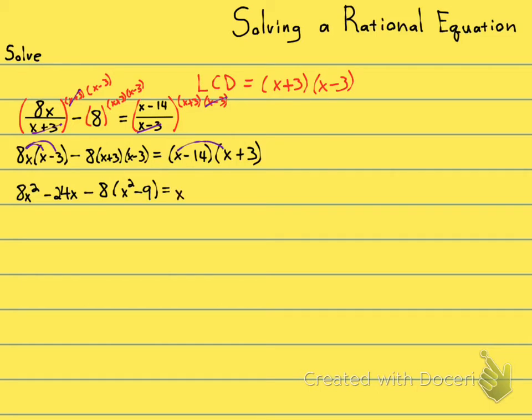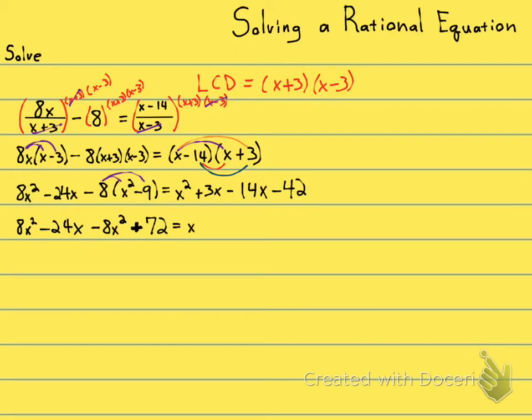First two, x squared, outer two, plus 3x, inner two, minus 14x, and then the last two, negative 14 times 3, that's negative 42. Okay, one more step to distribute, and then I'll combine all my like terms. I need to distribute this. So 8x squared minus 24x. So let's see, this is going to be minus 8x squared. And then we have a negative 8 times a negative 9. A negative times a negative is a positive. Let me make that bold. 72 equals x squared plus 3x minus 14x minus 42.